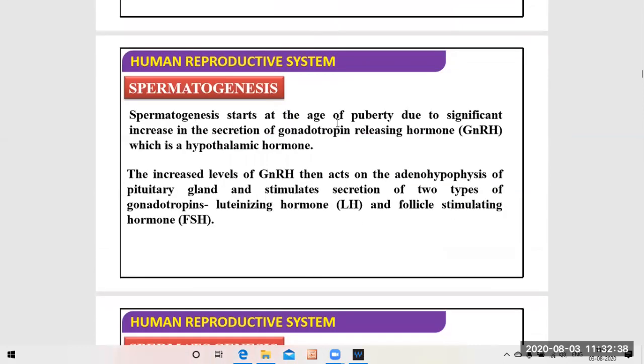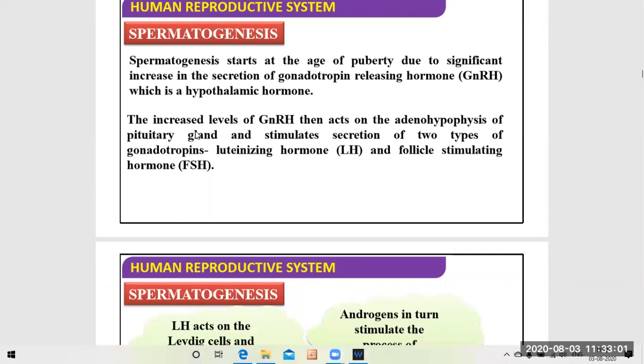Spermatogenesis starts at the age of puberty due to a significant increase in the secretion of gonadotropin releasing hormone, GnRH. These hormones increase in level and act on the adenohypophysis, the pituitary gland, and stimulate secretion of two types of gonadotropins: luteinizing hormone LH and follicle stimulating hormone FSH.